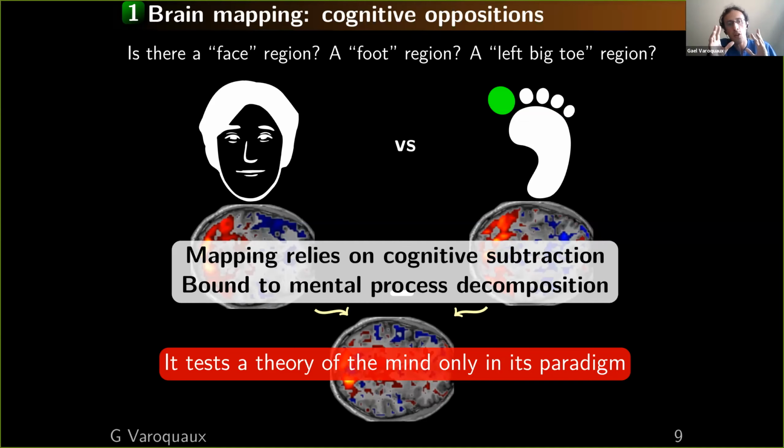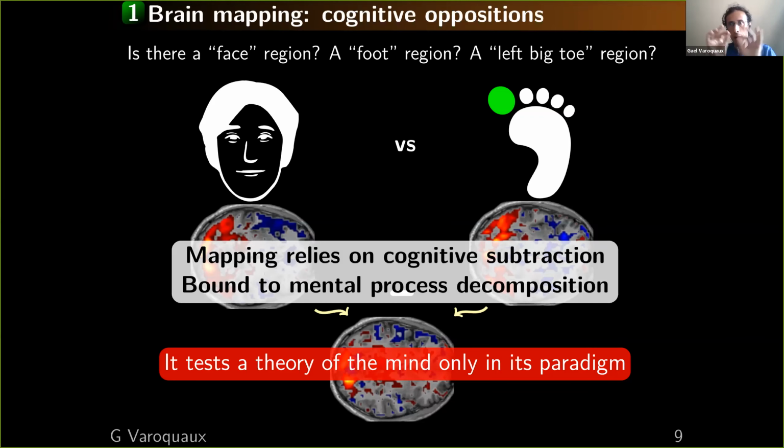But this shows us the shortcoming of this approach: our mapping using the standard analysis relies on cognitive subtraction. Basically the idea that between my two stimuli or my two conditions, there's a meaningful elementary cognitive difference, a meaningful elementary psychological manipulation. And this by itself is bound to decomposing mental processes, so it is bound to a model of the mental processes that are happening in the conditions. So it only tests a given theory of the mind inside its paradigm.